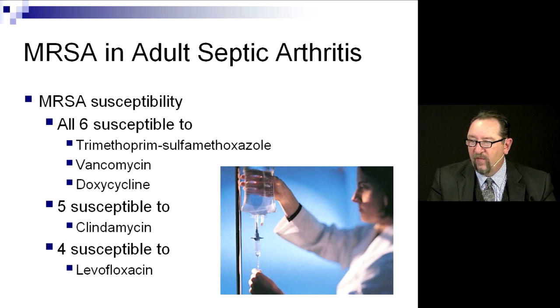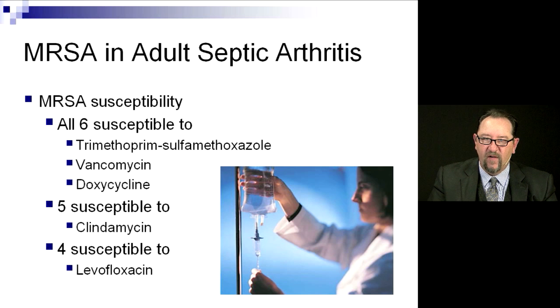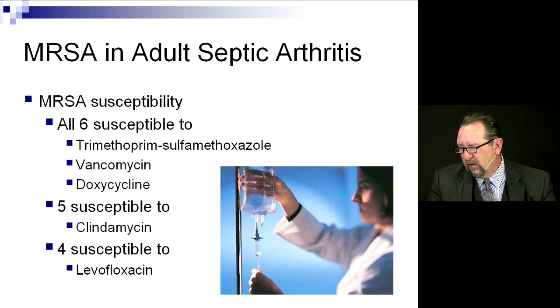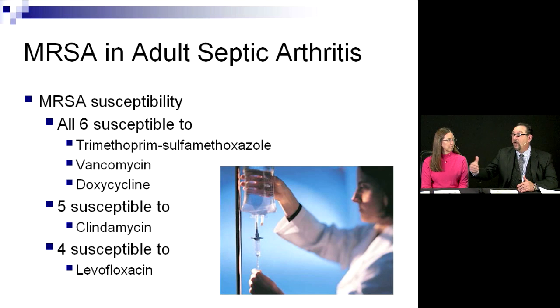Now, they did the susceptibilities, and of course we want to know that. Is there going to be something new to find here? Generally speaking, no. All 6 were susceptible to TMP-sulfa, Vanco, and Doxy. 5 were susceptible to Clinda, but remember, Clinda resistance is often inducible in these, so it might not be a great choice, particularly for an infection that you've got to treat for a long time, because the Clinda inducibility can happen during the course of a single treatment. The longer that treatment is, the more likely either you're going to have cure or you're going to induce. And 4 was susceptible to levo.